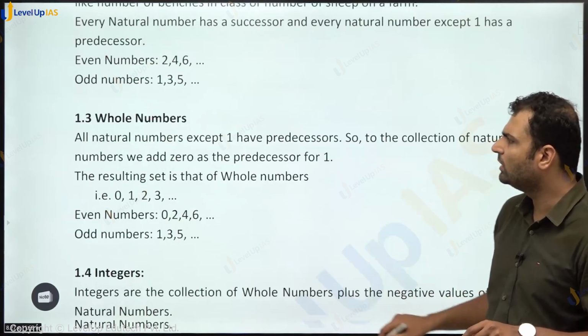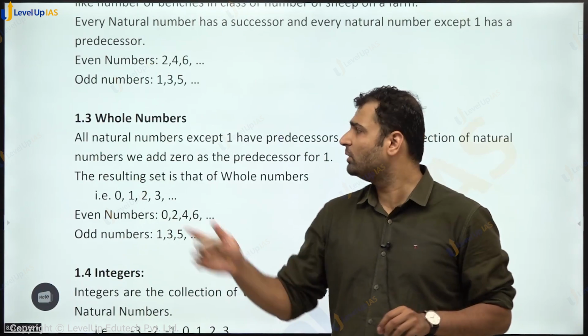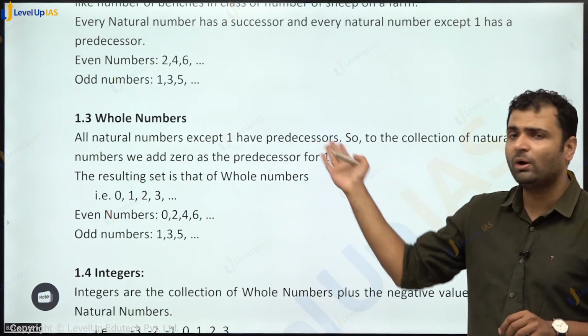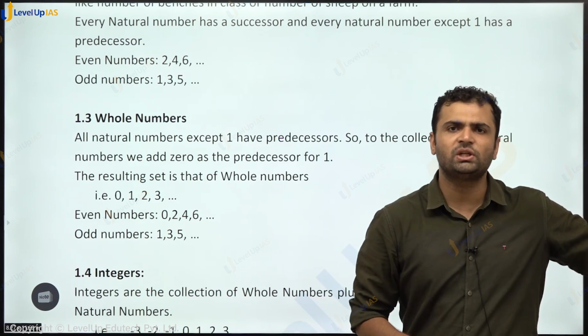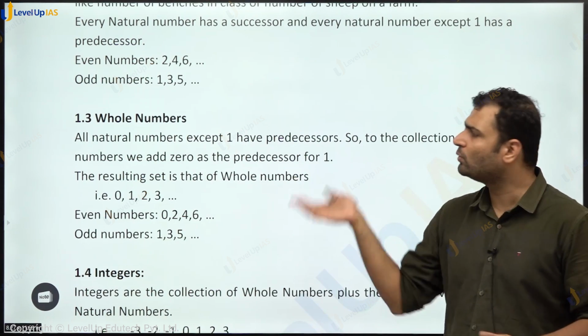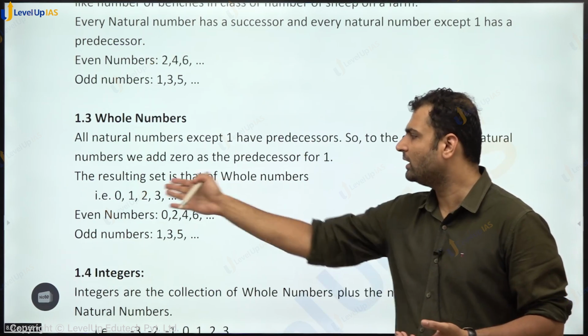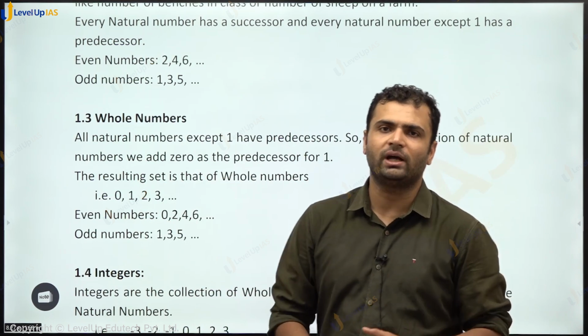Next is the whole number. Whole numbers exist because all natural numbers except one have predecessors. Predecessor means the number before it, but one does not have it. So we add a 0 here and we call that the whole numbers, as in the system becomes whole.